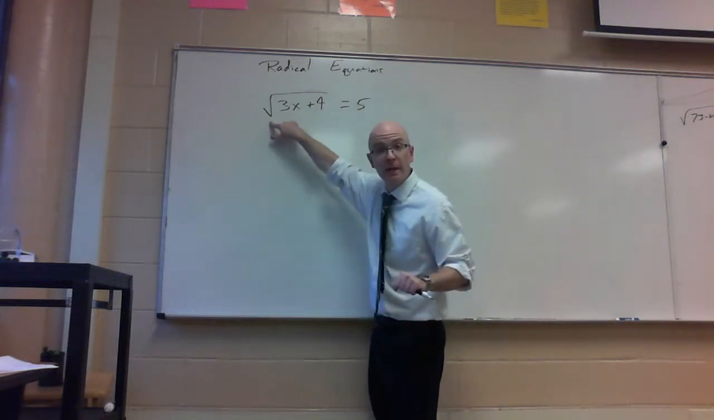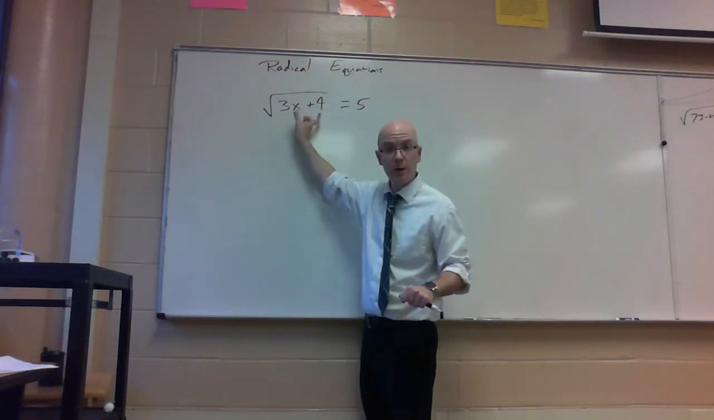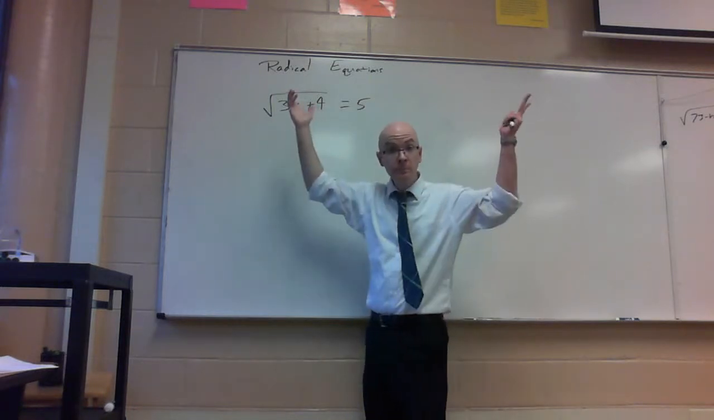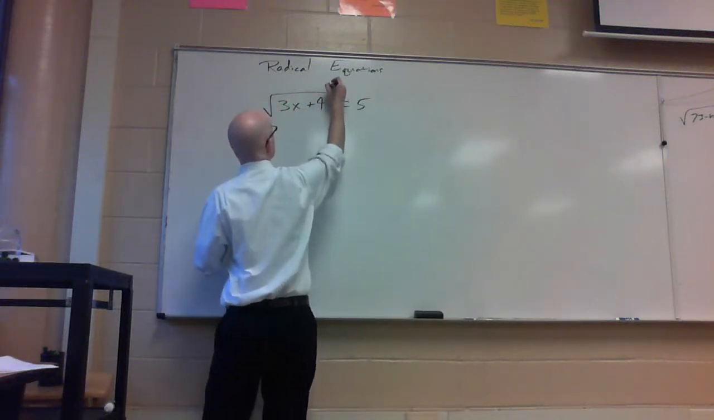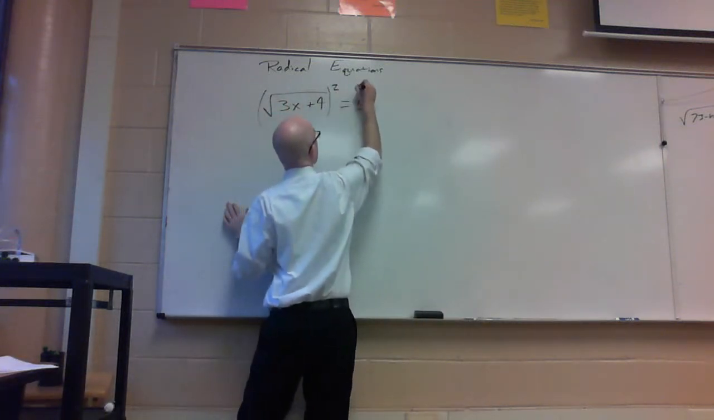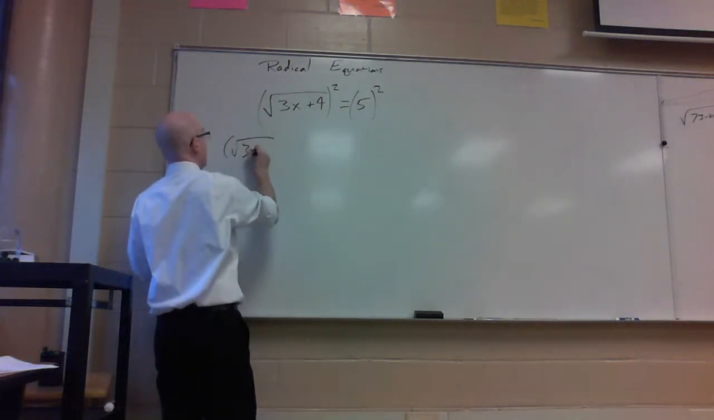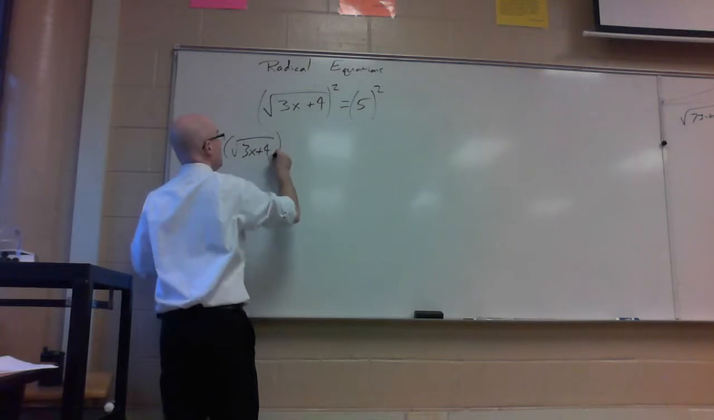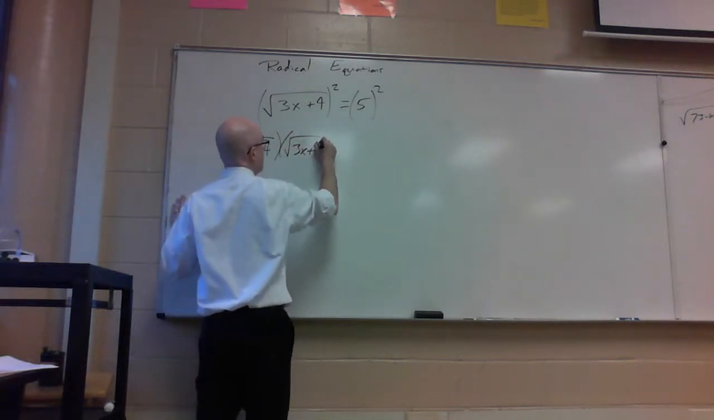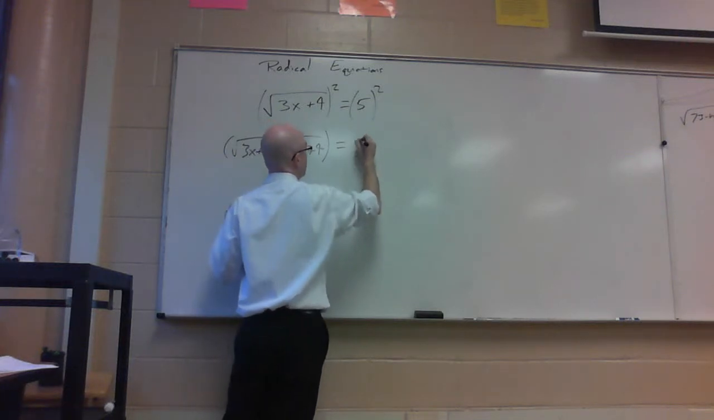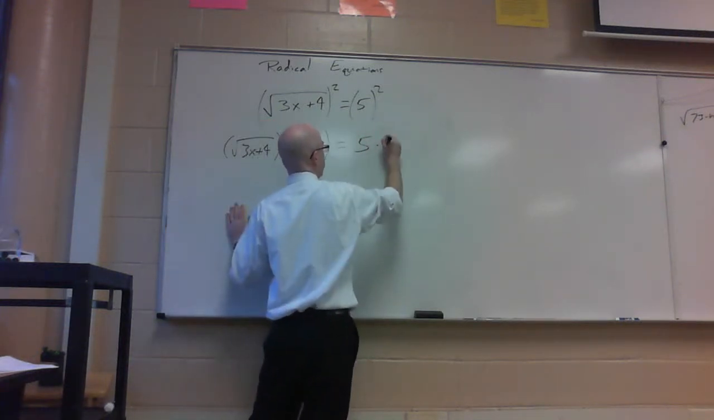How can we get rid of a radical that tells us to take the square root of this quantity? Square it. Square both sides. Then you're left with the square root of 3x plus 4 times the square root of the quantity 3x plus 4 is equal to 5 squared. Or keep it up, 5 times 5.